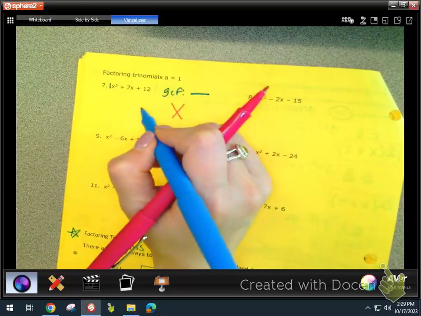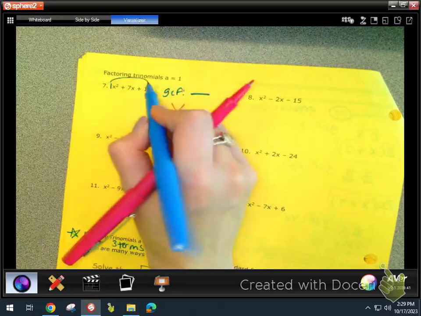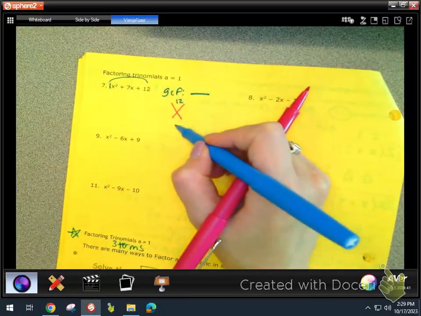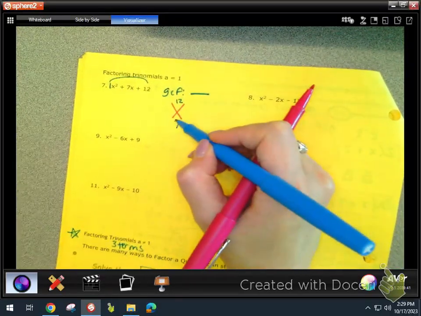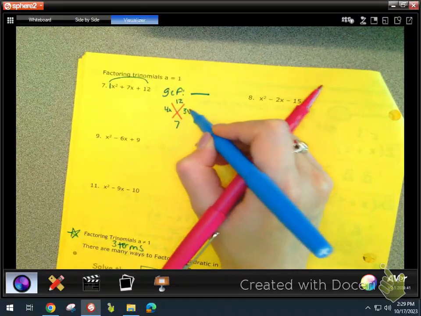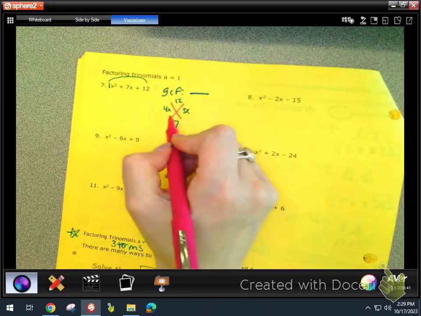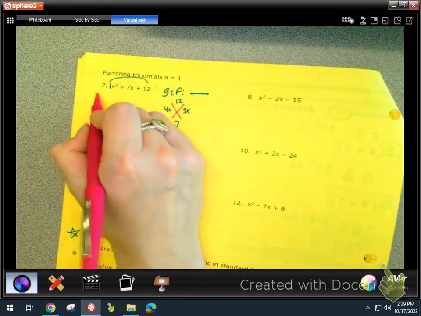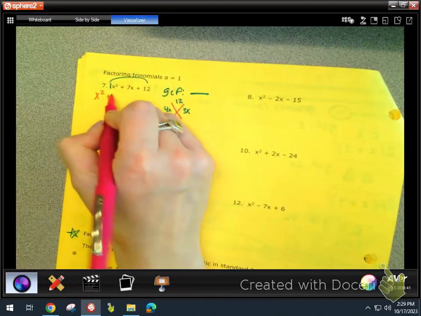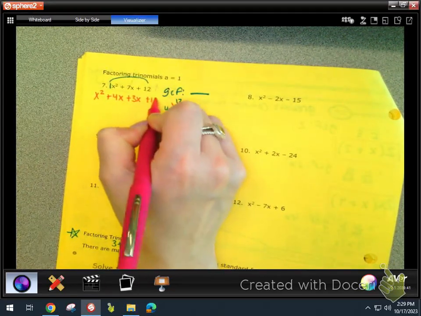Your number puzzle, what is it? Hold on, what goes at the top of your number puzzle? Close your Chromebook. What goes at the top? 12. What goes at the bottom? 7. What are the winners? 4 and 3. Okay, so when I do grouping, I'm going to write this in 4 terms. x squared plus 4x plus 3x plus 12.